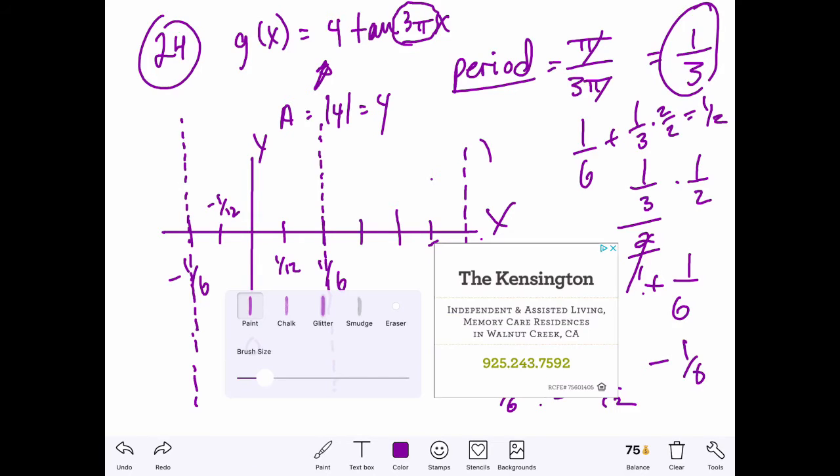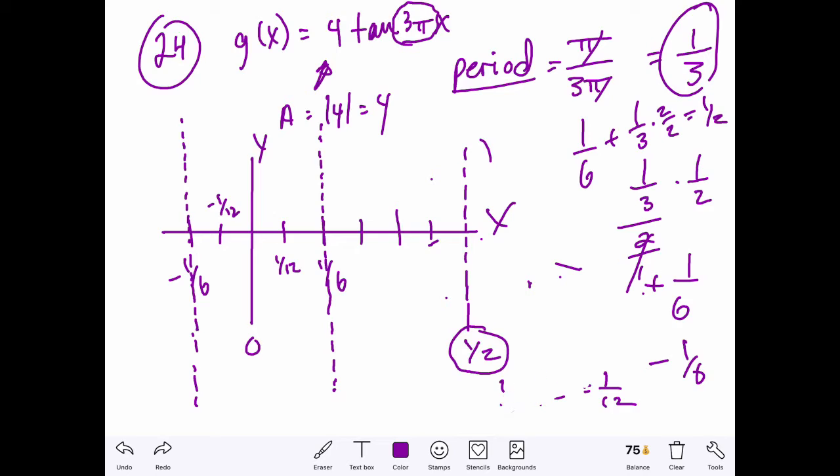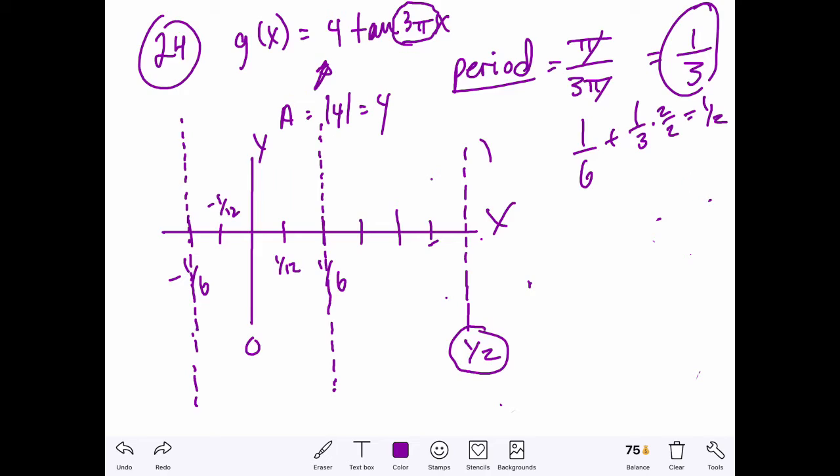So let me clear some of this out. So what did I do? I took my original period, divided in half, made one positive and one negative. Those are my asymptotes, a sixth and negative a sixth. Divided it in half again, and that gave me a 12th, and I knew it was positive a 12th and negative 12th. Remember, this tangent graph has that offset quality around the y-axis, which is kind of unique.